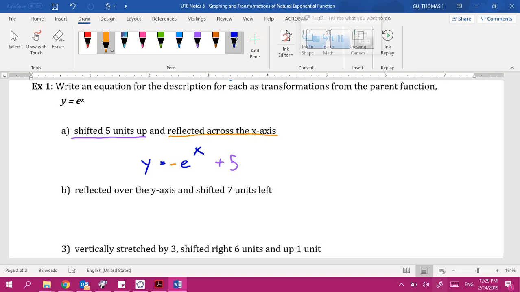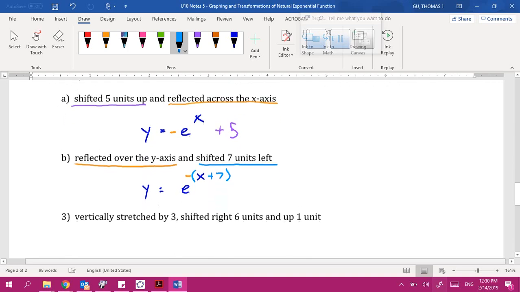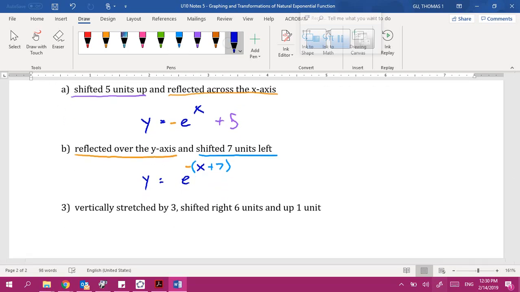All right, and now for the second one. This one's a little more challenging, maybe. Y equals e to the x. First, reflected across the y-axis. How do you show reflected over the y-axis? Like before the x, right? Yeah, so the negative sign in front of the x. But now we have to show that it's also shifted left 7 units. In parentheses, plus 7, that's right. Nice. Good. Don't forget the parentheses.